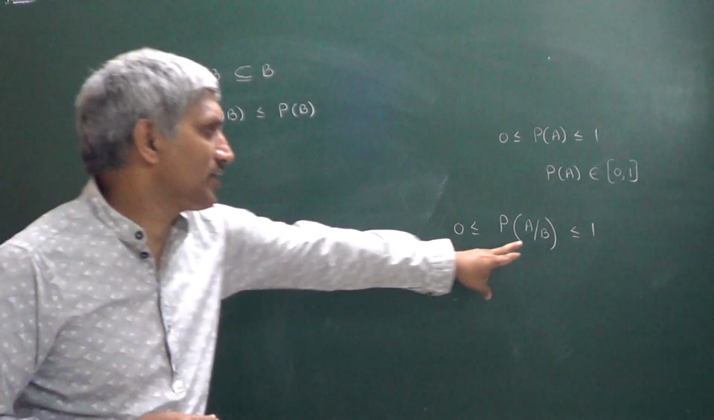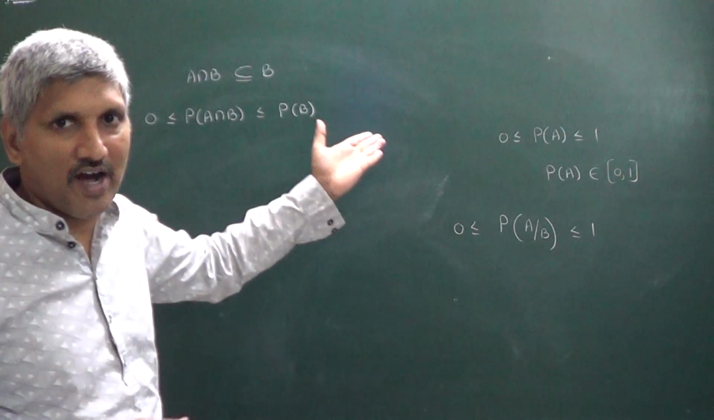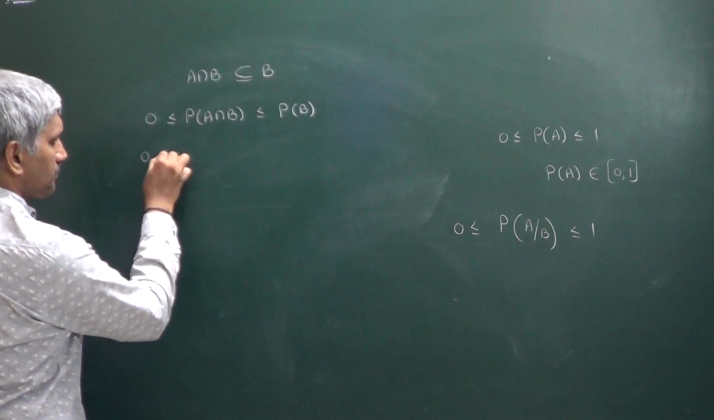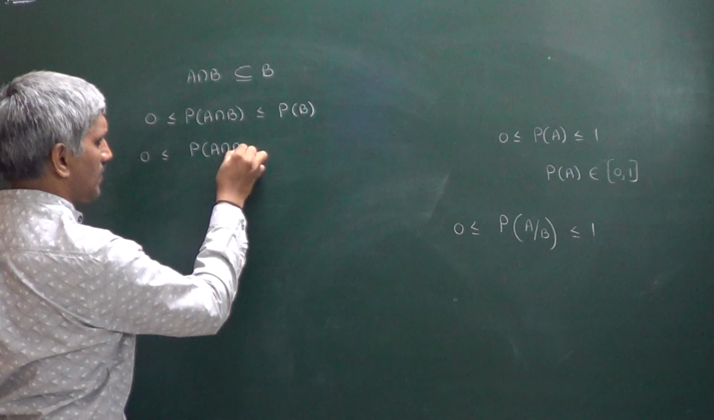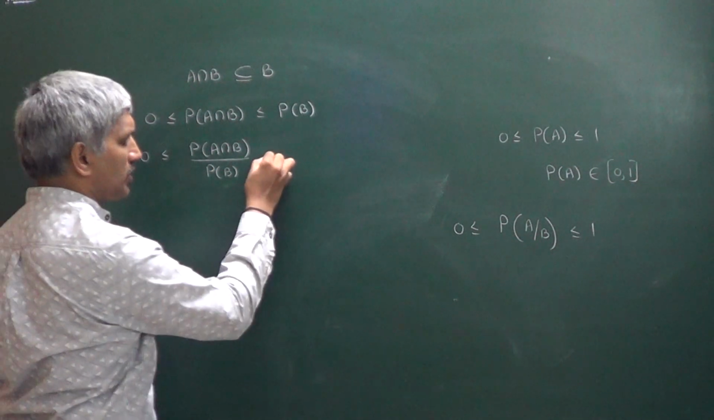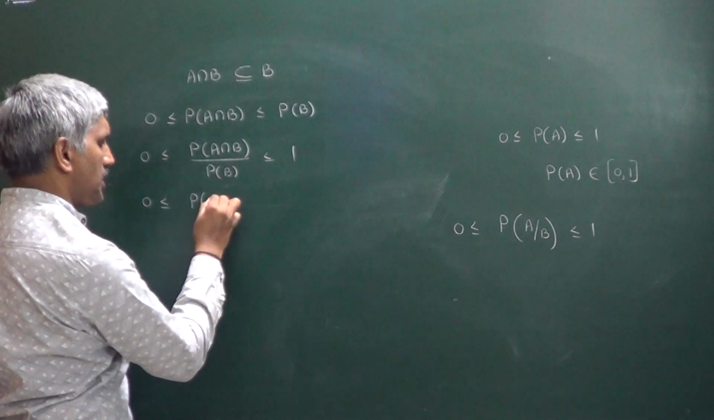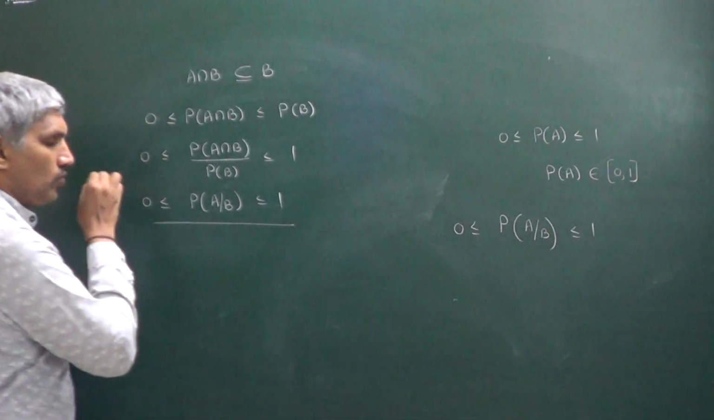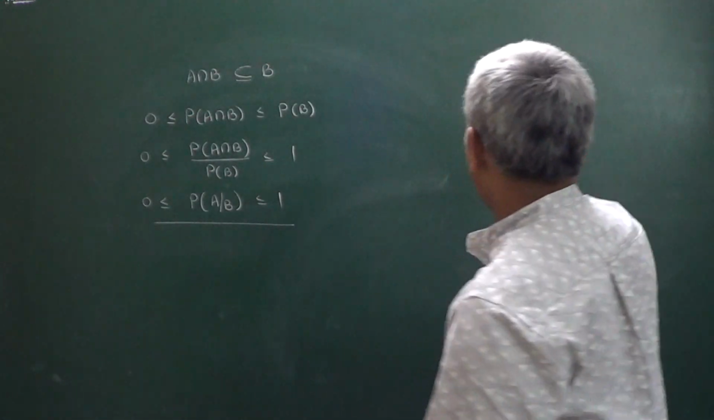When P(B) is not equal to 0, we can divide. Dividing by P(B), 0 is less than or equal to P(A ∩ B) divided by P(B), which is less than or equal to 1. So we get 0 ≤ P(A|B) ≤ 1. Conditional probability also lies between 0 and 1.